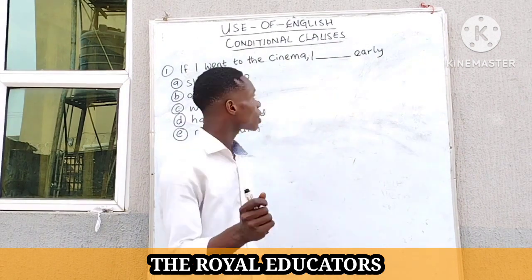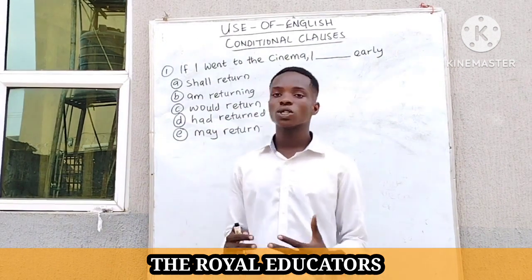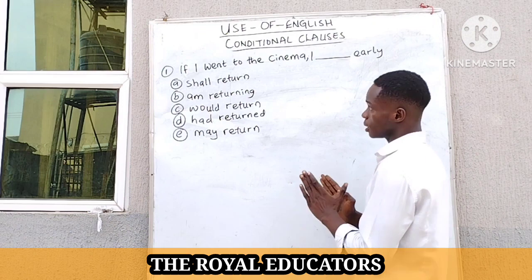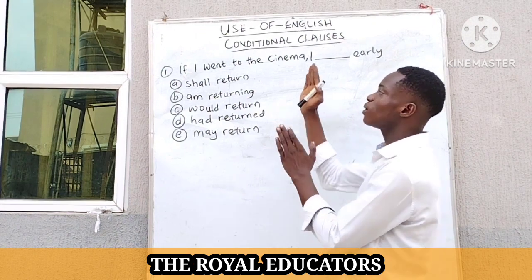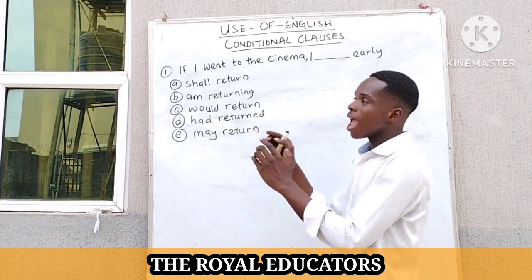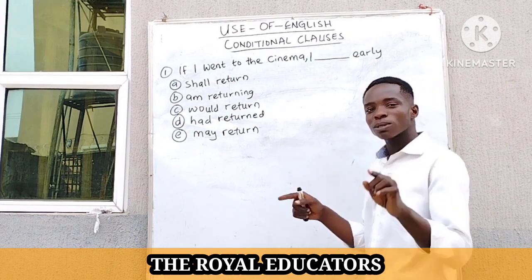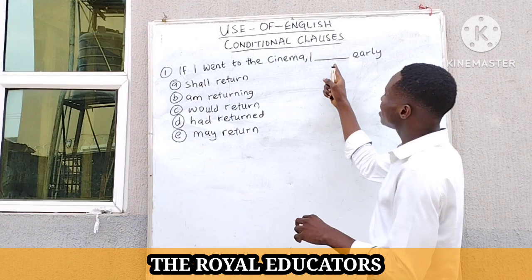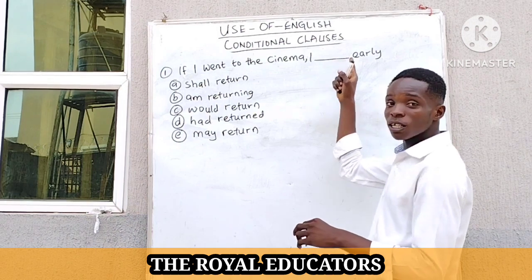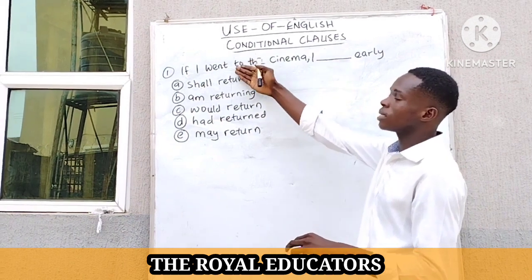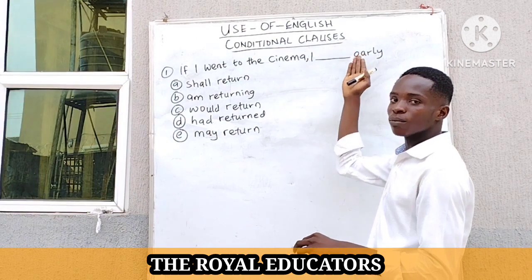Now, before we treat the questions, I want to let you know something. You will see the question in this pattern. One part of the clause is stated, and in another part of the clause, there is a blank space. And what you are expected to do is to fill in the verb that's supposed to be in the blank space, because the verb is already stated here, and another verb needs to be stated.